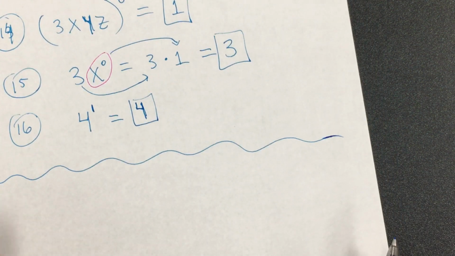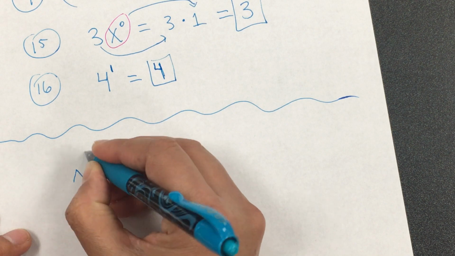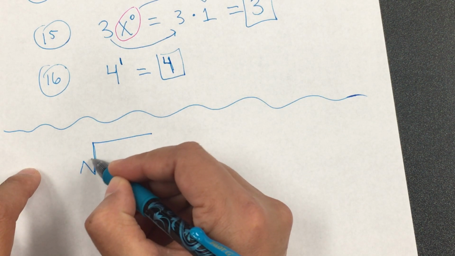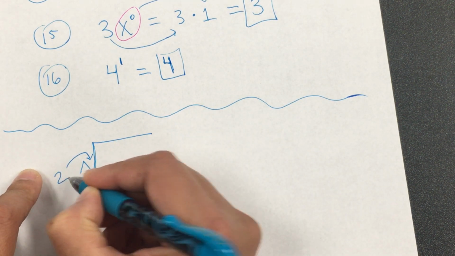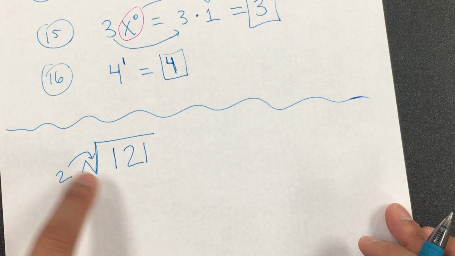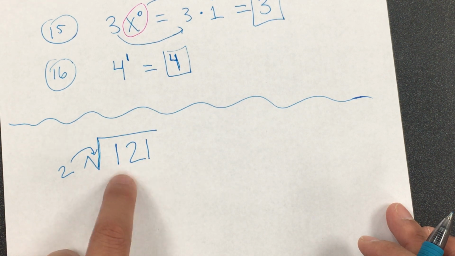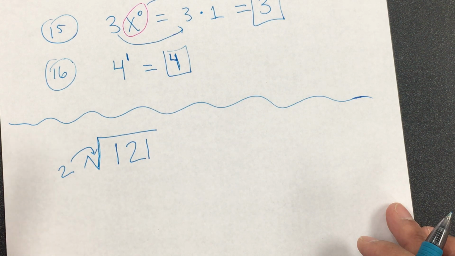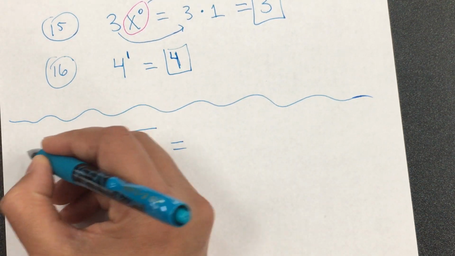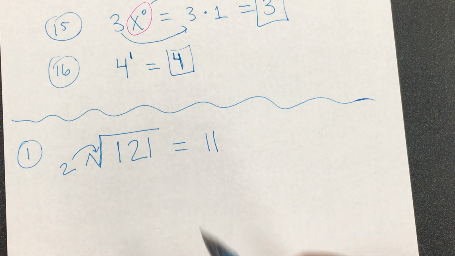Now let's do some square roots. So with the square roots, if there is nothing in here, that means that it's a 2. In there it's an imaginary 2. And what it means is that we're looking for a number that, multiplied times itself 2 times, gives me the number inside of the square root, which is 121. So what number multiplied times itself twice equals 121? Well, that will be 11, because 11 times 11 is 121.